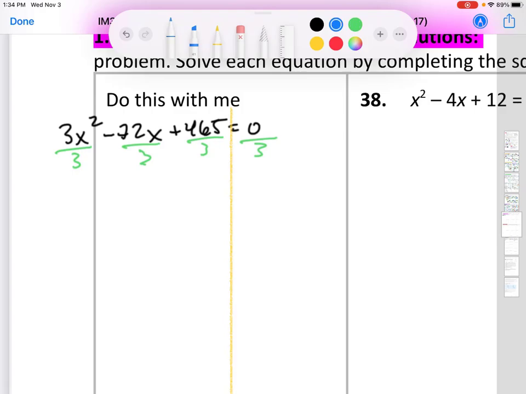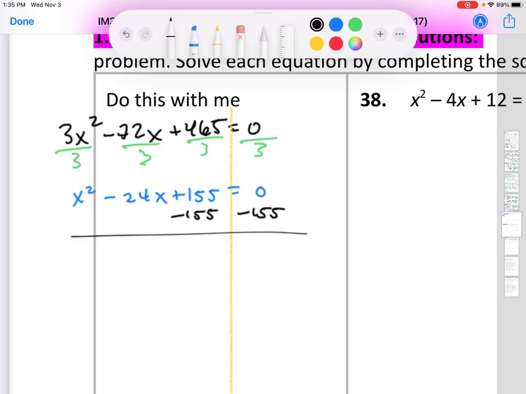And here you'll get x squared minus, 3 goes into 72 twice, 3 goes into 12 four times, 3 goes into 4 once, 3 goes into 15 five times, and 3 goes into 465 one hundred fifty-five times. I'm going to subtract the c value, and now you have x squared minus 24x equals negative 155.